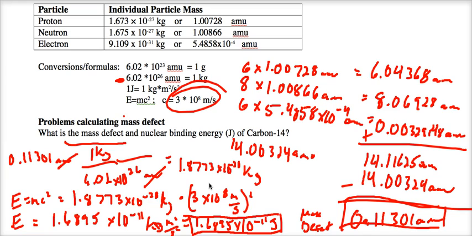So that's another check. First check is that when you're comparing these two numbers, this one should be heavier, right? The part should always weigh more than the whole, okay? And then this number should be small, okay? That means you screwed up if it's not small. And this one should also be small, about times 10 to the negative 11. So that's my two answers there, my mass defect and my nuclear binding energy in joules.